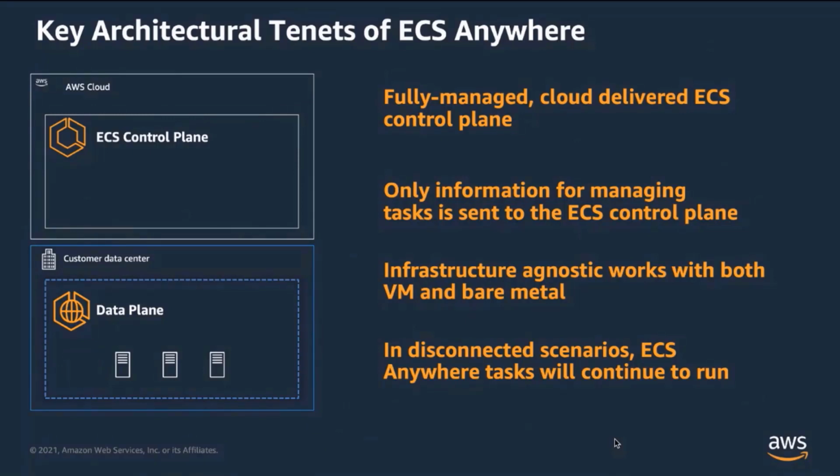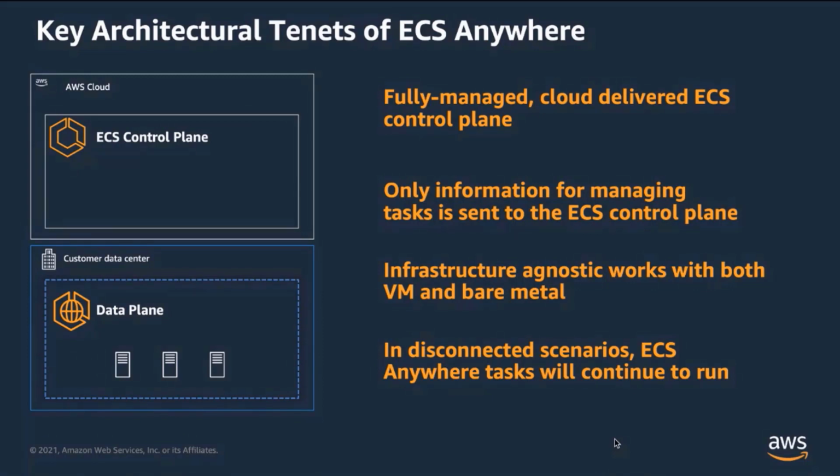The first is that powerful simplicity aspect of ECS. We want to make sure that the control plane is managed by AWS and it does not incur any operational overhead on the customers. Remember, that is the simplicity, and it makes it really easy for the customer to focus on their app. So the ECS Anywhere control plane is the same ECS control plane that runs containers in the cloud. It's a fully managed control plane. Customer doesn't have to do any upgrade or any complex software installation, anything like that.